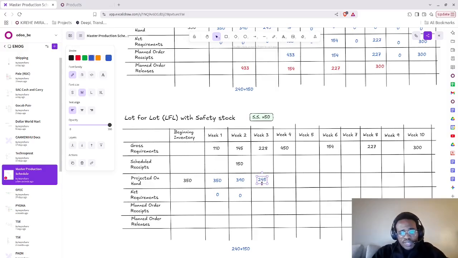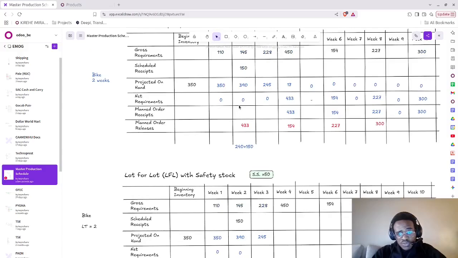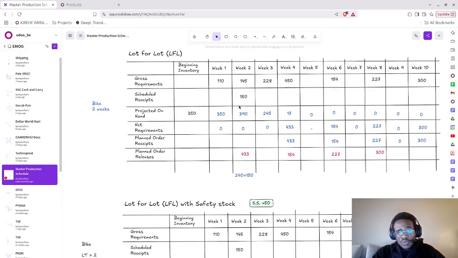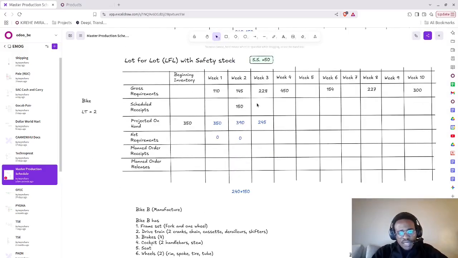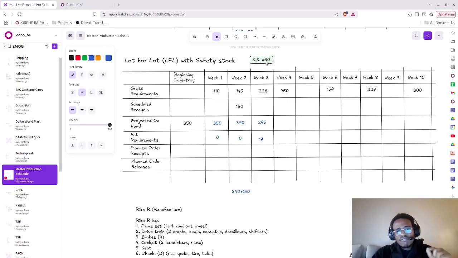So here 245, I'm supposed to supply 228. That leaves me with 17 bicycles on hand. Now if you remember, we already did lot for lot where the safety stock was 0. So this is the table that we used for lot for lot. If you are not aware of how we did it, you can go to a previous video in this playlist. So here I will be left with 17 bicycles, but I have a requirement that I need to have a safety stock of 50 bikes. That's a minimum. At any given time I need to have 50 bikes on hand.